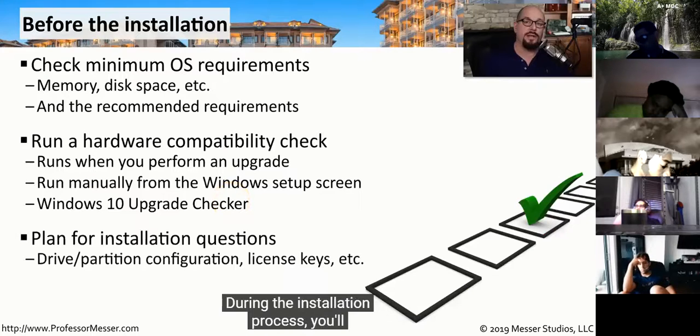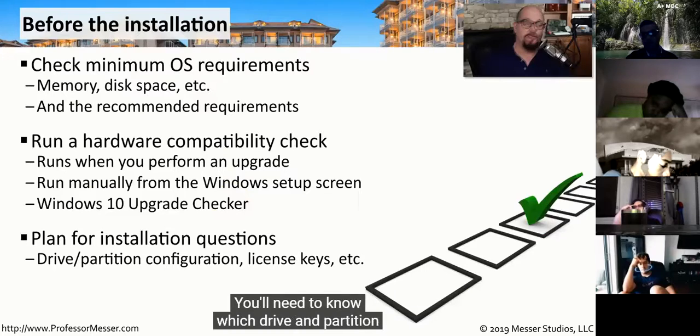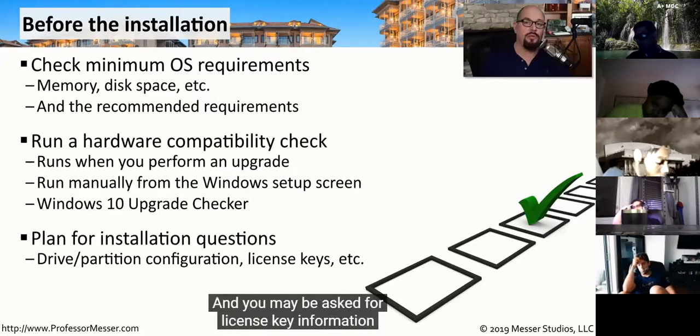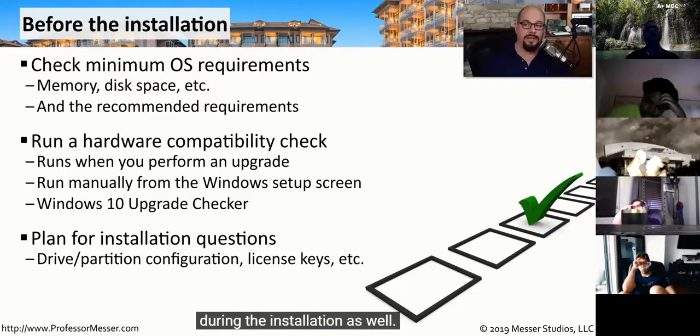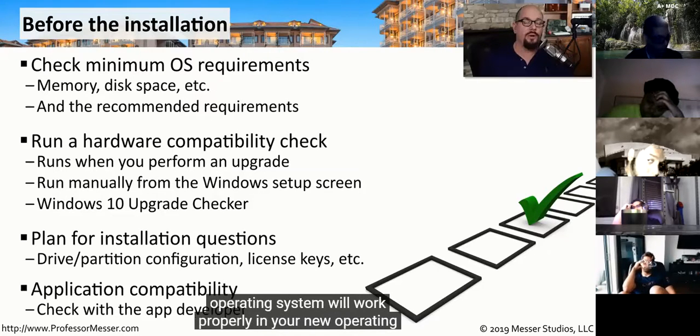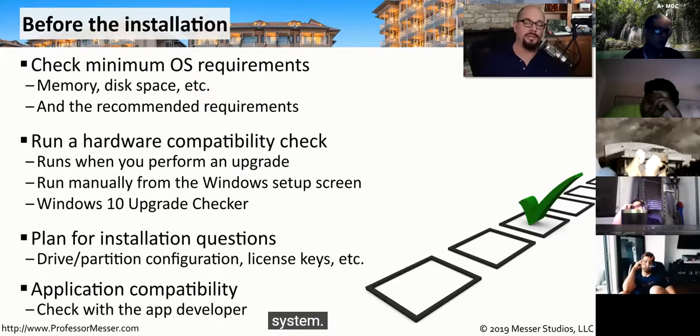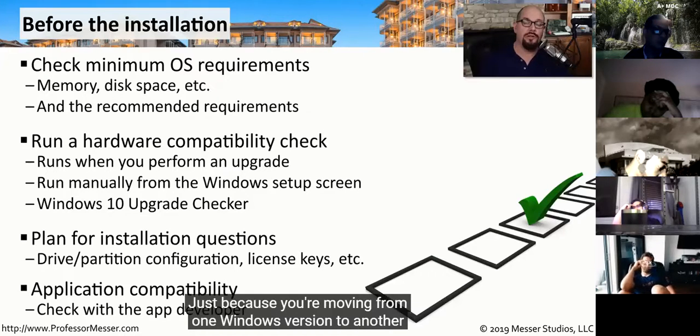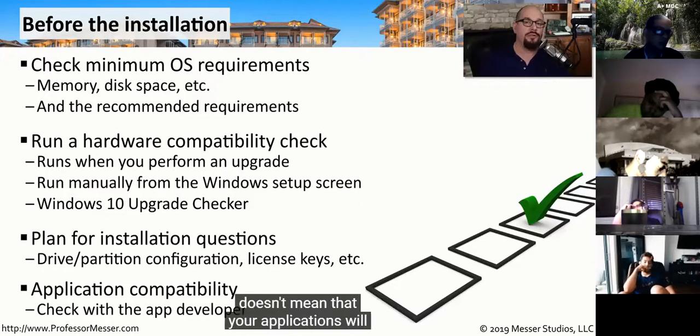During the installation process, you'll have a number of questions you have to answer. You'll need to know which drive and partition you want to install this operating system, and you may be asked for license key information during the installation as well. You also want to check to make sure that the applications you're using in your existing operating system will work properly in your new operating system. Just because you're moving from one Windows version to another doesn't mean that your applications will be compatible across both of those different versions of Windows.